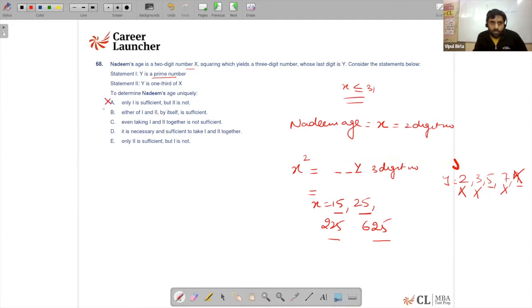Is not the right answer. Either of 1 and 2 by itself is sufficient. No, 1 is not sufficient. So I can say this cannot be the answer. Okay. So that means we can eliminate it, 2 options.